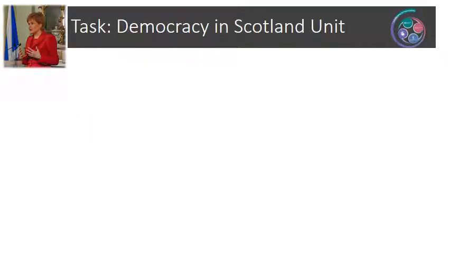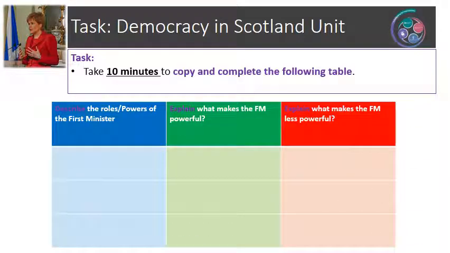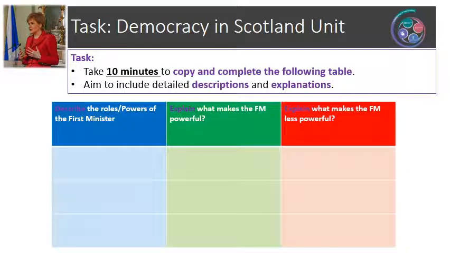Let's have a little look at a task which will help us develop our knowledge and understanding of the areas the First Minister is responsible for in Scotland. Your task is to take 10 minutes this time to copy and complete the following table and to include detailed descriptions and explanations. So in the first column in your table, use your notes and your own revision materials to describe the roles and powers of the First Minister. In the middle section in green here, explain what makes the First Minister, in this case Nicola Sturgeon, powerful.